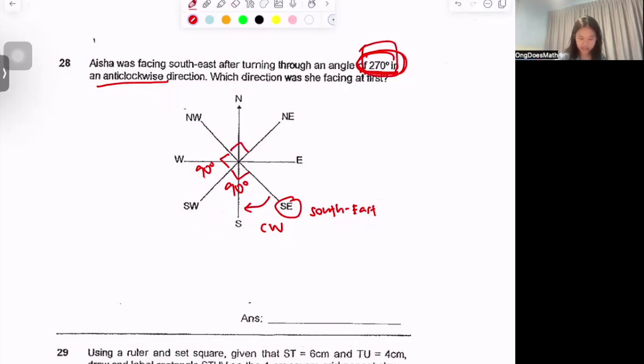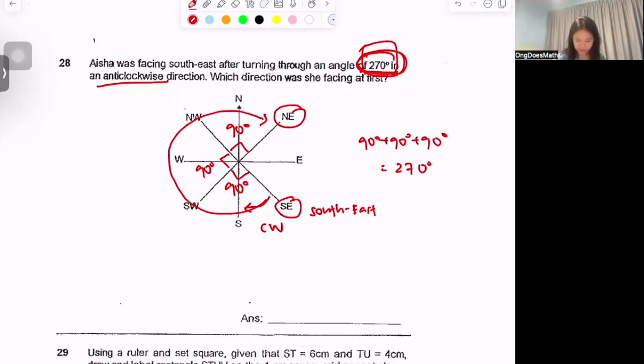So just nice, 90 plus 90 plus 90 gives you 270 degrees, which means after turning 270 degrees, she would face northeast. And that's why at first she was facing northeast. Cool?